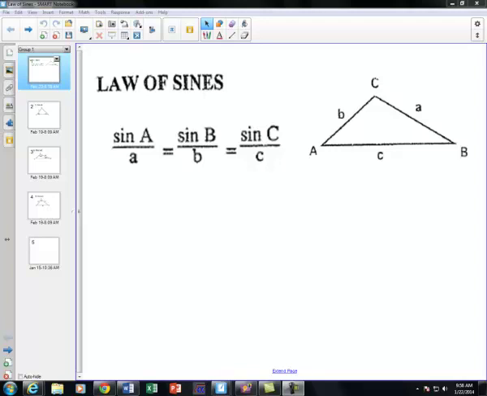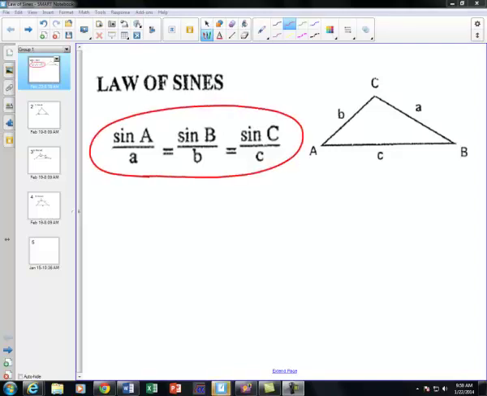Okay, in this video we're going to look at the law of sines. So we've used the sine ratio in finding angles and sides in right triangles, but not every triangle we encounter is a right triangle. So what do we do if it's not? Well, you can use law of sines, and here's what the law of sines says.